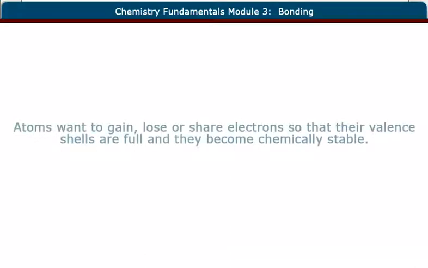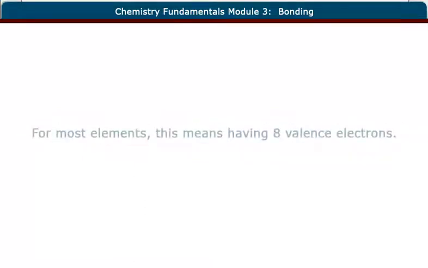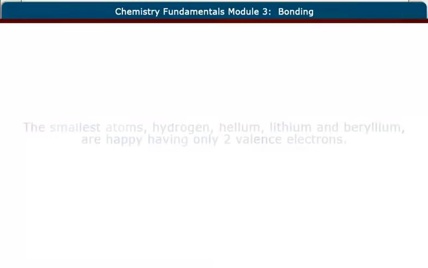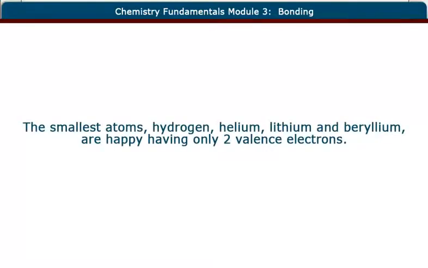Atoms want to gain, lose or share electrons so that their valence shells are full and they become chemically stable. For most elements, this means having 8 valence electrons. But for the smallest atoms, hydrogen, helium, lithium and beryllium, they are happy having only 2 valence electrons.